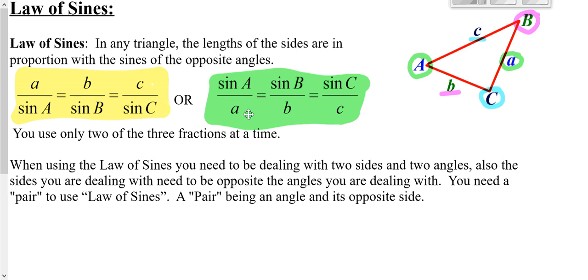Now, since it can be either one of these, whatever it is I'm looking for, I like to have it on top. So if I'm looking for a side, I'm going to put my sides on top. If I'm looking for an angle, I'm going to use this one over here and put angles on top. It just saves me an extra step in the process of solving the problem.